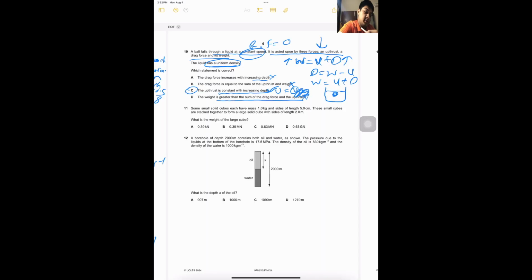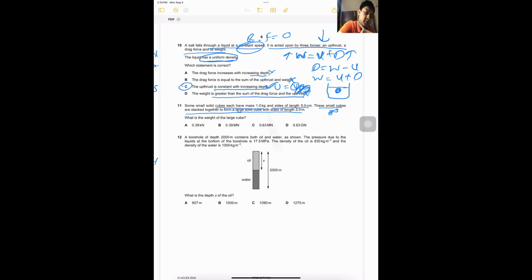Let's move to question 11. Some small solid cubes each have mass 1 kg and sides of length 5 cm. These small cubes are stacked together to form a large cube with sides of this. So in the entire volume of the large cube, we have to determine how many small cubes fit.